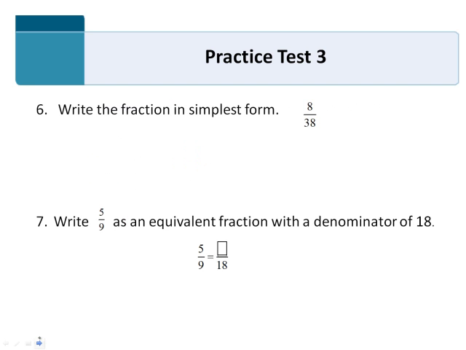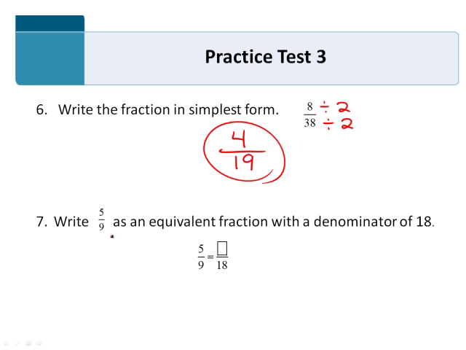Number 6, write the fraction in simplest form. We have 8 over 38. Well, they're both even, so I can reduce by 2 on the top and the bottom. 8 divided by 2 is 4, and 38 divided by 2 is 19. And then nothing will go into both 4 and 19, so that would be it.